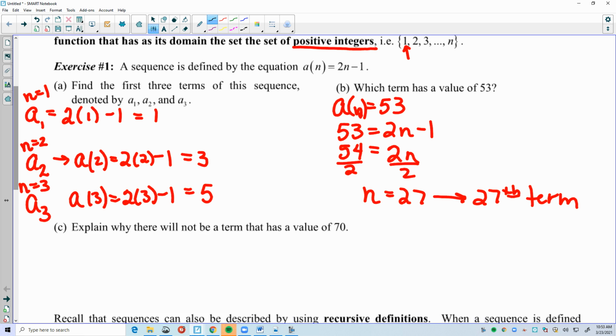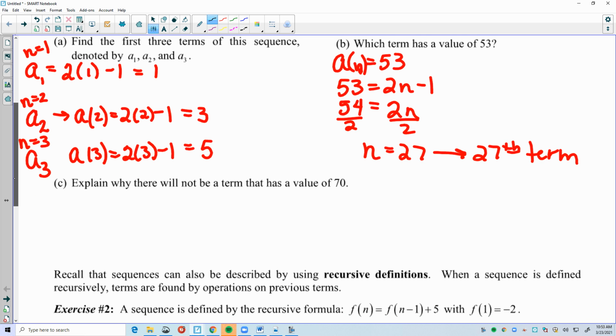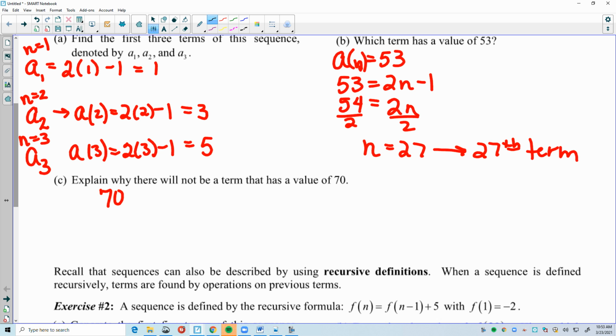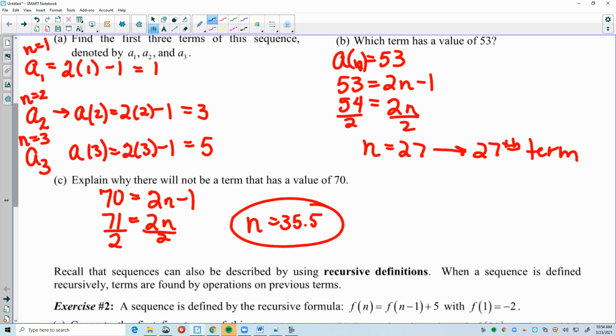Why will there not be a term that has a value of 70? Well, let's try it. Let's see what happens. Okay, same idea. It would be like saying, let's set that equation equal to 70 and solve. So if I add 1 over, this would give me 71, sorry. And then divide through by 2, and it shows us that n would be 35.5, but it's not an integer. Okay, n needs to be an integer, right? And 35.5 is not an integer.